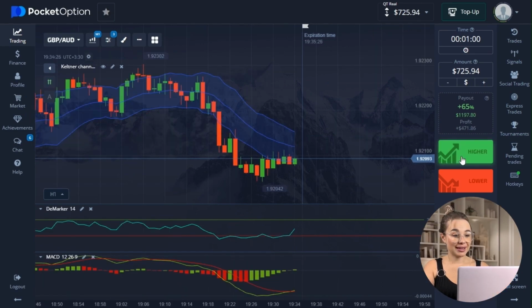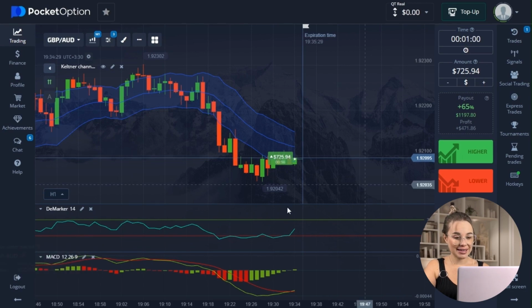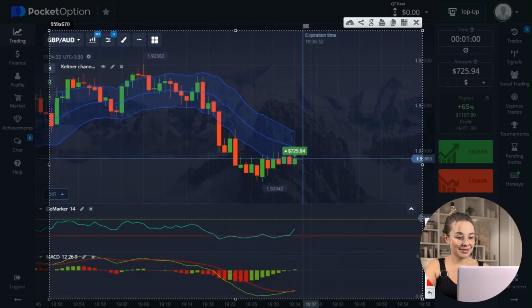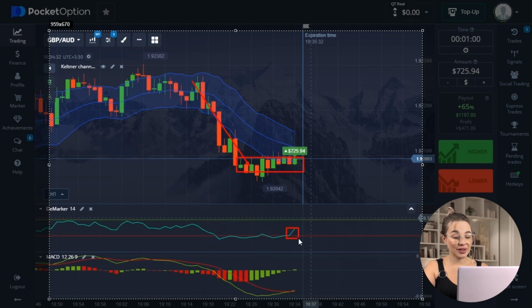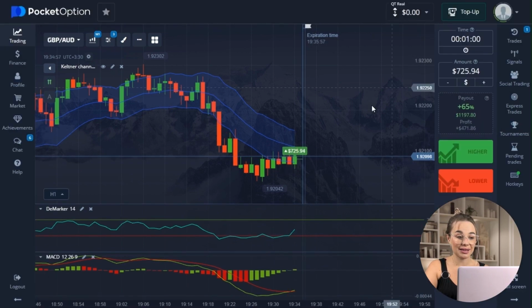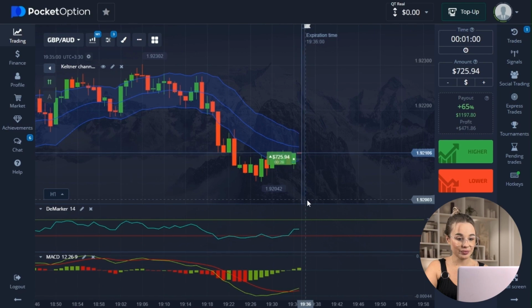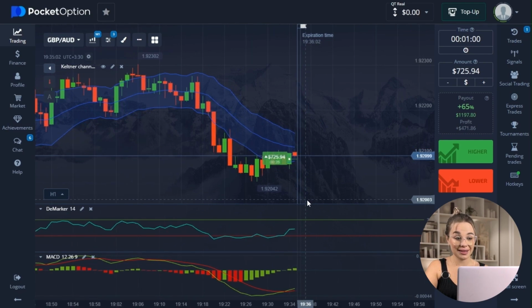Trading for an upswing in the exchange rate of the British pound against the Australian dollar. So let's take a look at the chart. Everything seems clear to me. We had a phase of price decline followed by a period of consolidation. What's happening now? DMarker is leaving the oversold zone. The MACD lines are crossing, signaling a potential rise. So I'm expecting an upward movement at least towards the middle line of the Keltner channel. But even before reaching the middle line, there is room for the price chart to maneuver.